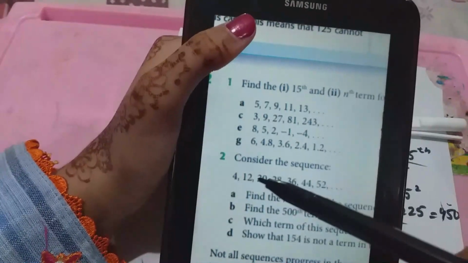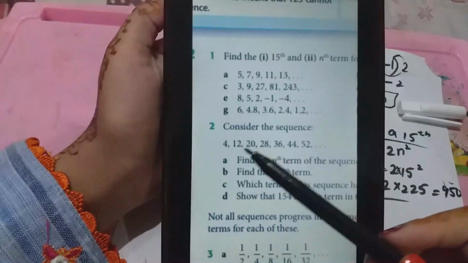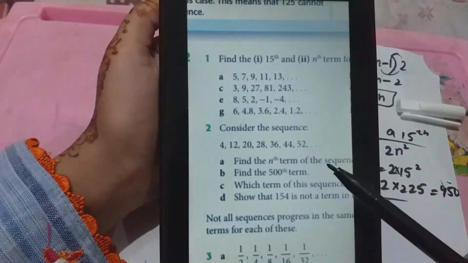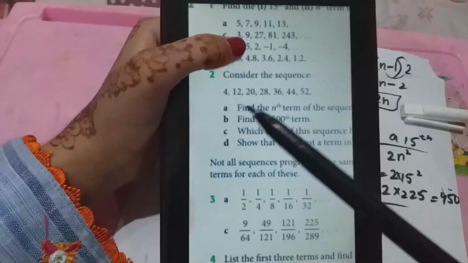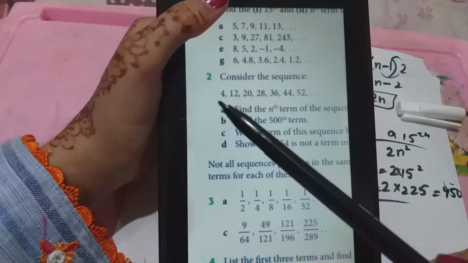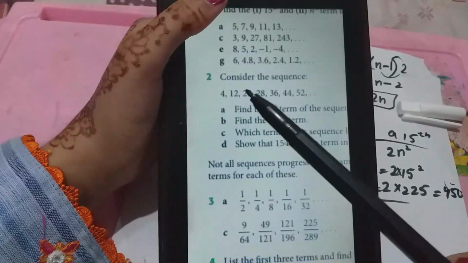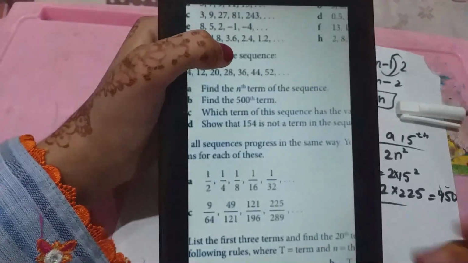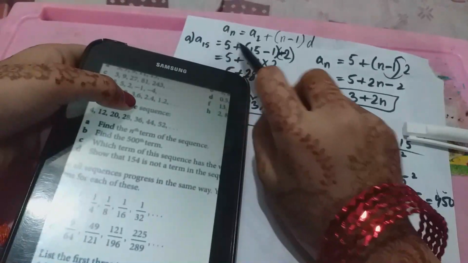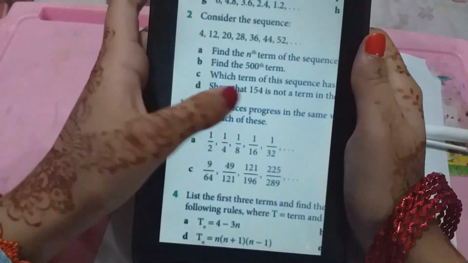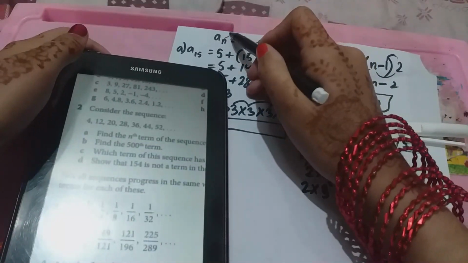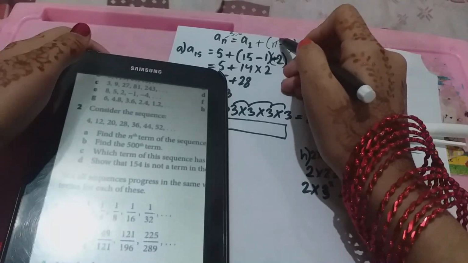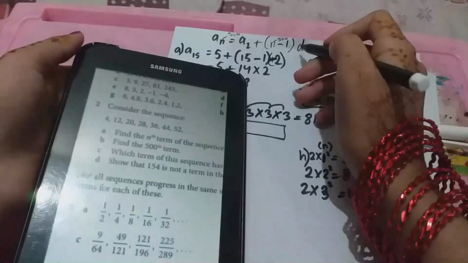Okay, so question 2 is: consider the sequence 4, 12, 20, 28, 36, 44, 52. It seems like it has a common difference, and that is plus 8. Because if you add 8 to 4, you get 12. 12 plus 8 is 20. 20 plus 8 is 28. Find the nth term of the sequence. Simple, using this formula, find the nth term. Then find the 500th term of the sequence simply by using this formula. Instead of n, use 500 and then you will get the answer. And the common difference will be plus 8 or just 8.